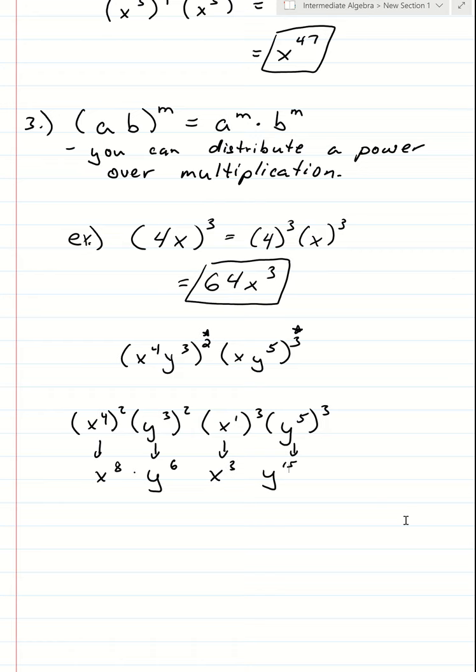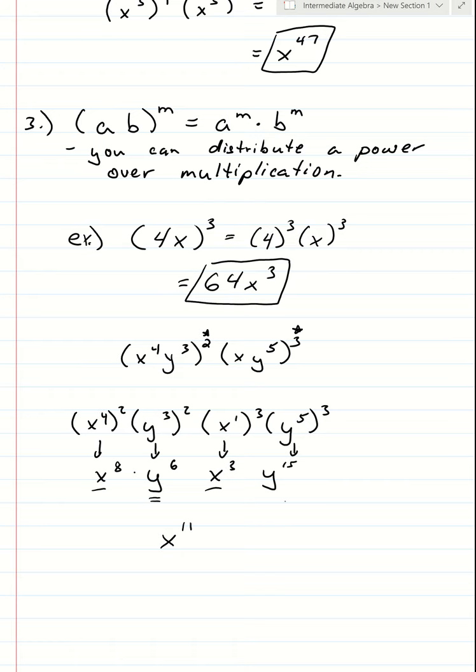But we're still not done, because now we can actually use the first law of exponents. Because I have an x here and an x here, they are being multiplied. So according to that first law, we're going to keep that base, and we would have to add the powers, giving me x to the 11th power.